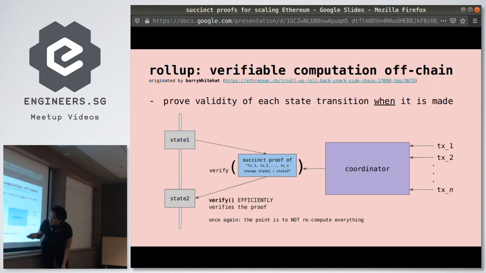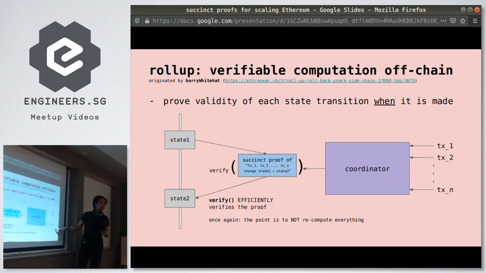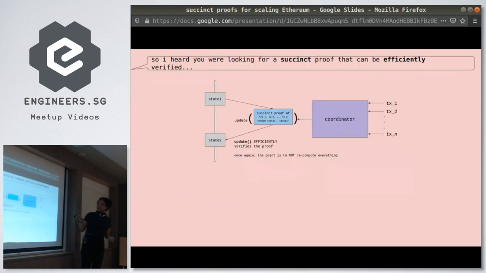So basically it's called succinct because, as I said, verification is efficient. Verification is actually constant, so it doesn't depend on how many transactions you have. It's a constant verification time. And if you recall, this fulfills our objective of not wanting to recompute everything. Instead, we only need to compute this tiny verification, right?